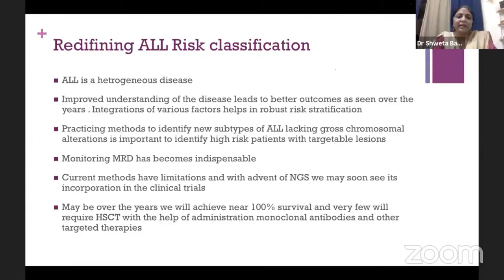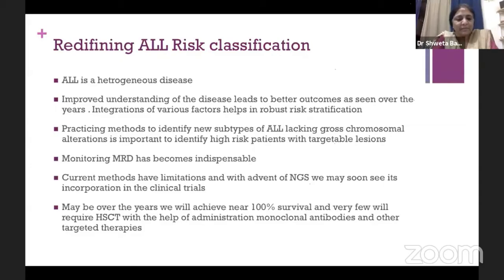So, redefining the ALL risk classification, now we know that ALL is a heterogeneous disease. Improved understanding of the disease leads to better outcomes, as seen over the years. Integration of various factors helps in robust risk stratification. Practicing methods to identify new subtypes of ALL lacking gross chromosomal alterations is important to identify high-risk patients with targetable lesions. Monitoring MRD has become indispensable, whether it is done by flow cytometry, NGS, or RT-PCR method.